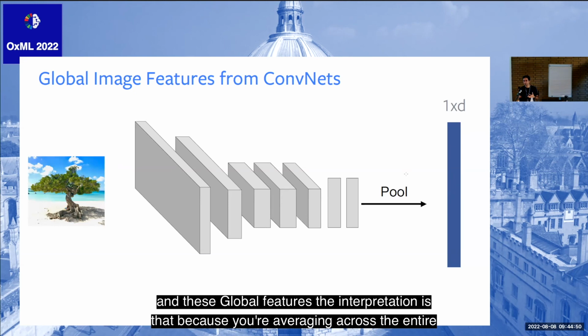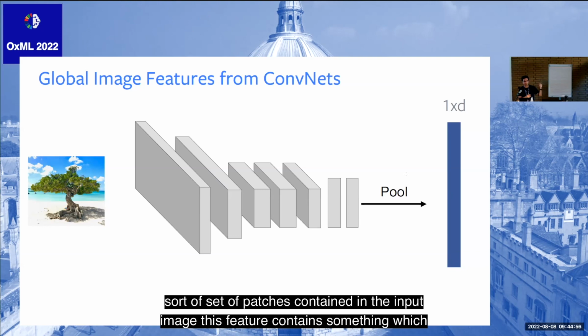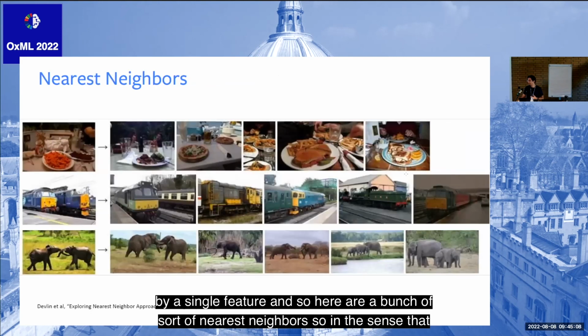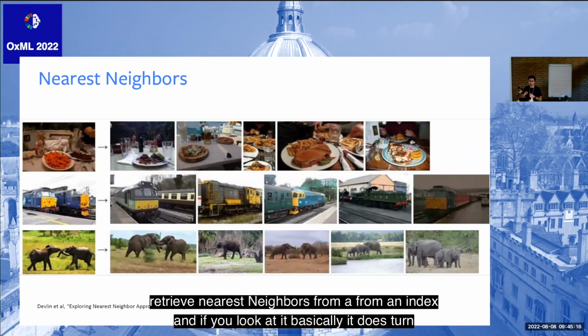And for these global features, the interpretation is that because you're averaging across the entire set of patches contained in the input image, this feature contains something which is global or distinct about this input image, and it describes the entire image just by a single feature. And so here are a bunch of nearest neighbors. You take an input image, you compute its global feature representation, and then you just go retrieve nearest neighbors from an index.